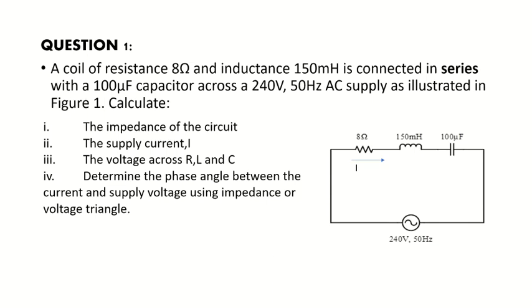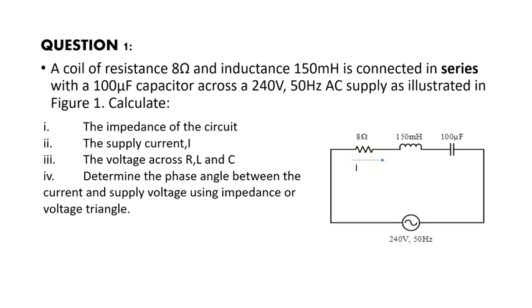Okay, so question 1 is about a coil of resistance. You have a coil of resistance of 8 ohms and inductance of 150 millihenry connected in series with a 100 microfarad capacitor across a 240 volt, 50 Hz AC supply as illustrated in figure 1. So you have to calculate the impedance of the circuit.